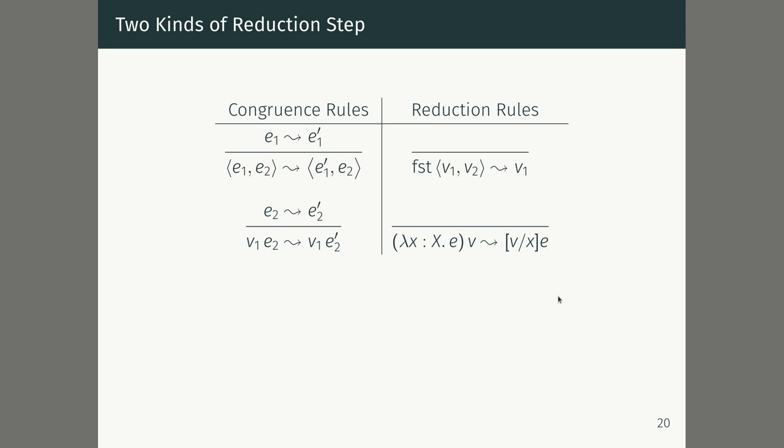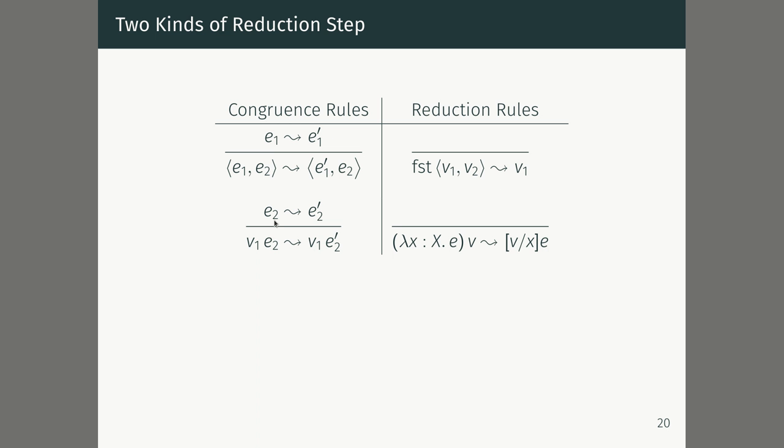So what this rule is doing is it's not actually doing any computation on the expression E1, E2. It's just evaluating some of the subterms. But on the other hand, on the right-hand side, we have a rule like first of (V1, V2) steps to V1. And here, some computational work is really happening. We have this pair, and we're going to project out a component, and we'll get out a new value, and we've actually done some computation here.